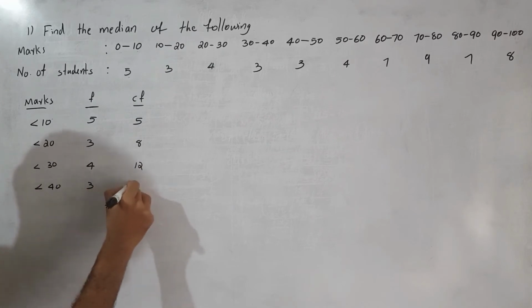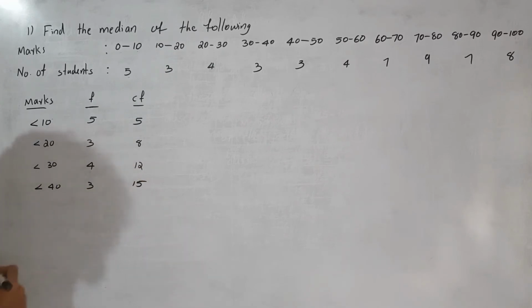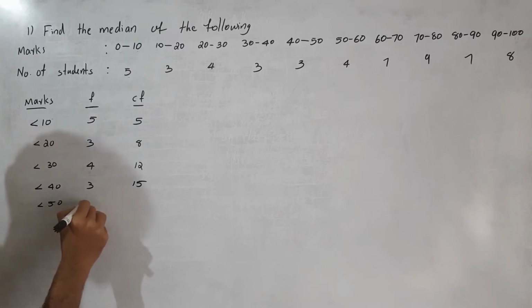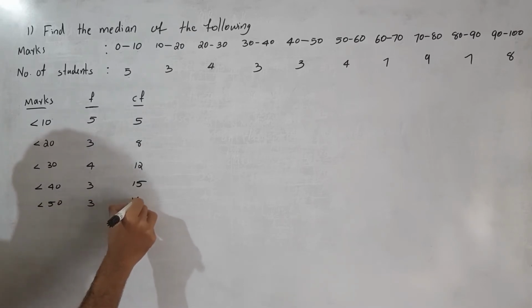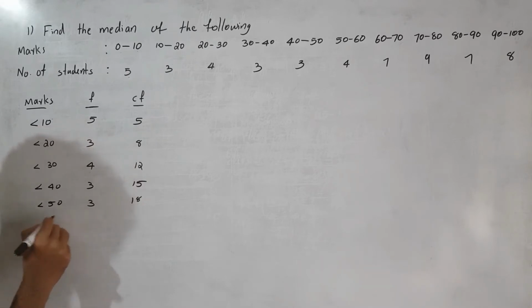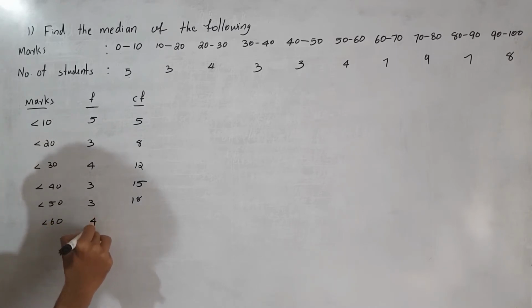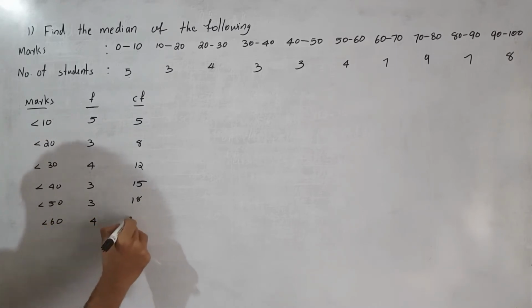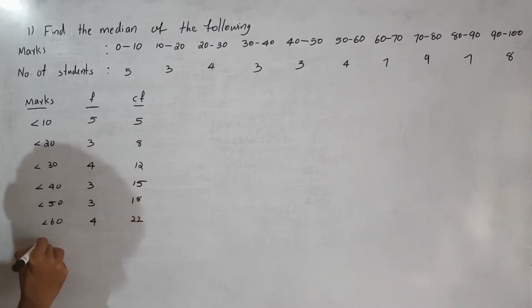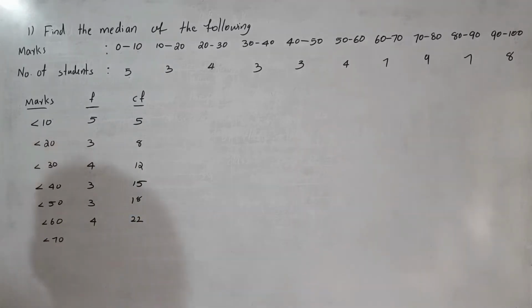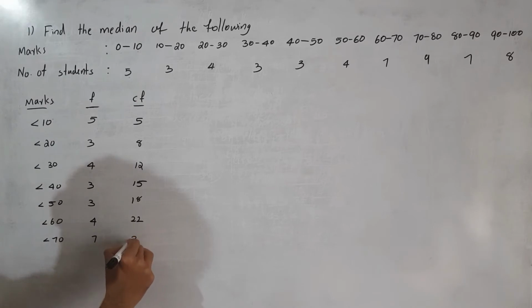Then 12 plus 3 is 15. Then less than 50, the corresponding frequency is again 3, then 18. Then less than 60, the corresponding frequency is 4. Then 18 plus 4 is 22. Then less than 70, the corresponding frequency is 7. 7 plus 22 is 29.